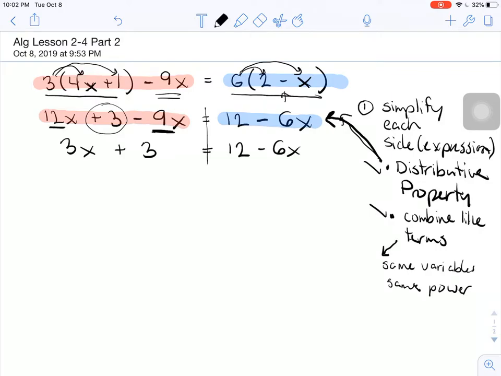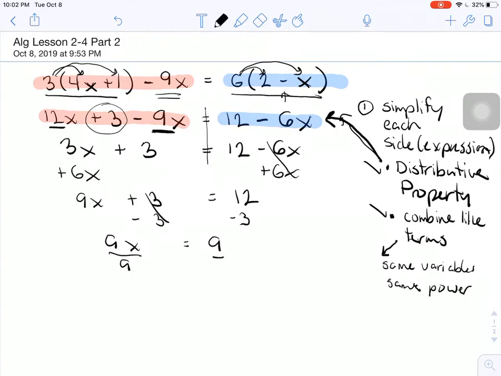So I'm going to choose to get rid of the negative 6x. I'm going to do that by adding 6x to both sides, addition property of equality. That gives me 9x plus 3 equal to 12. And remember, every time you use a property of equality, rewrite before you do anything else. Subtraction property of equality, that's going to give me 9x equals 9. Division property of equality, 9 divided by 9 is 1. So this whole big long equation, and we got x equal to 1.